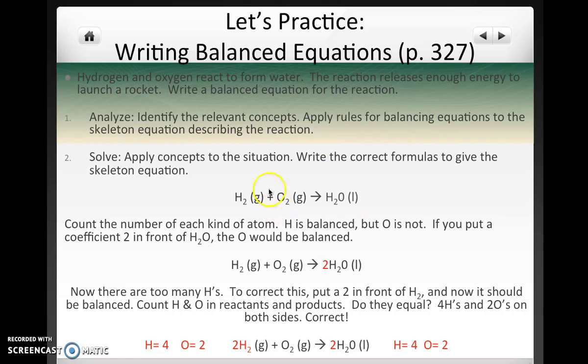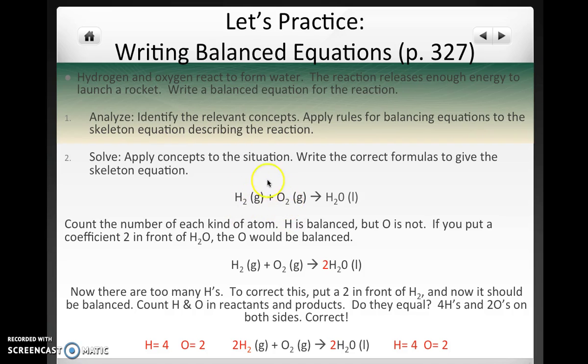So here's our skeleton equation. We have hydrogen, diatomic, oxygen, diatomic, and these combine to form water. So now you want to count the number of atoms of each kind on both sides. So here we have 2 hydrogens, and on this side we also have 2 hydrogens. Okay, before we start, we can look up here without the red numbers. So those are balanced. So now we go to oxygen.